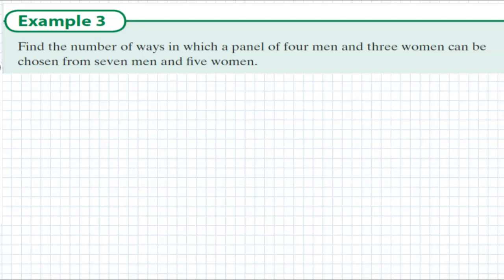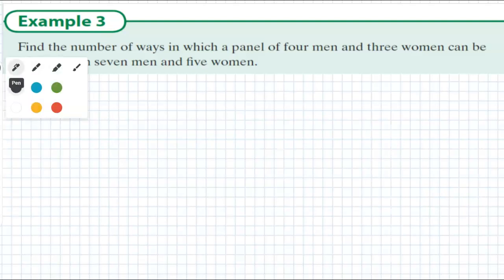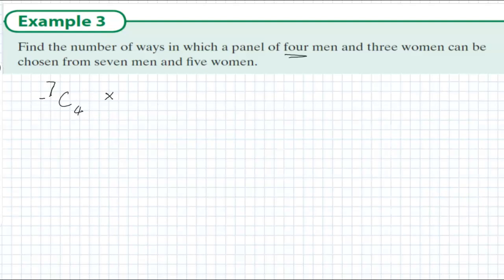So we set out, we say, right, we've got 7 men. 7 combination 4 deals with the 4 men, and from 5 women we are choosing 3. So you can work out those as steps. 7 combination 4 is 35.